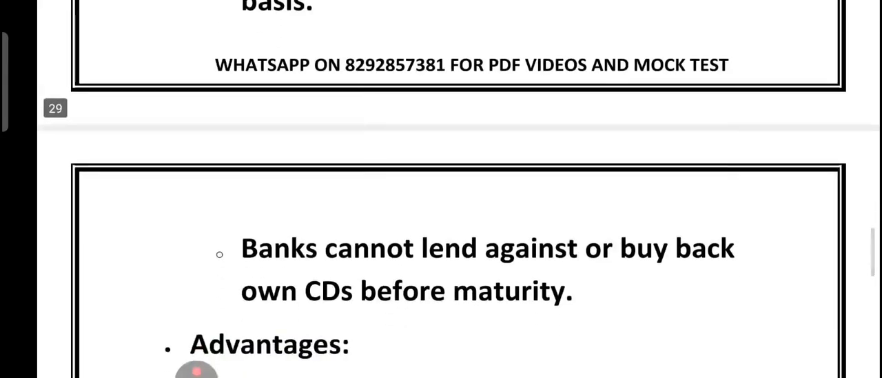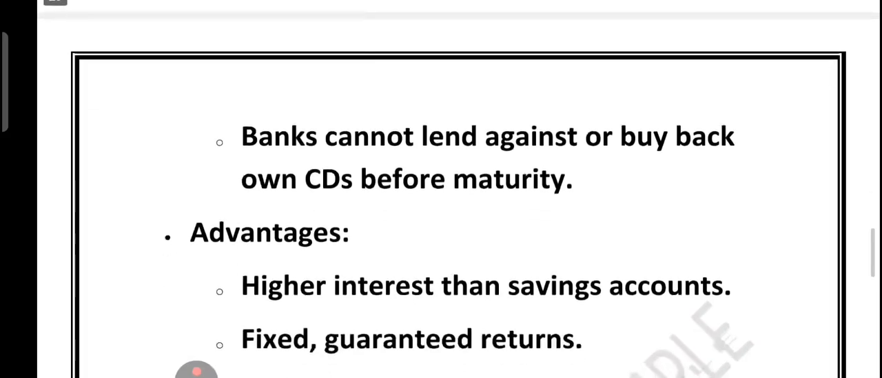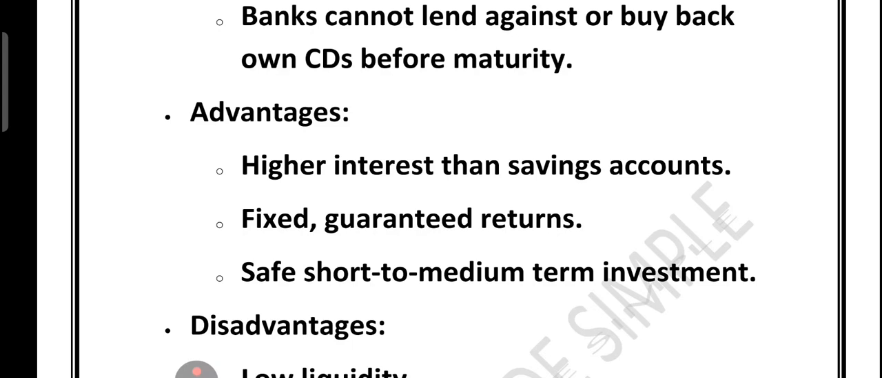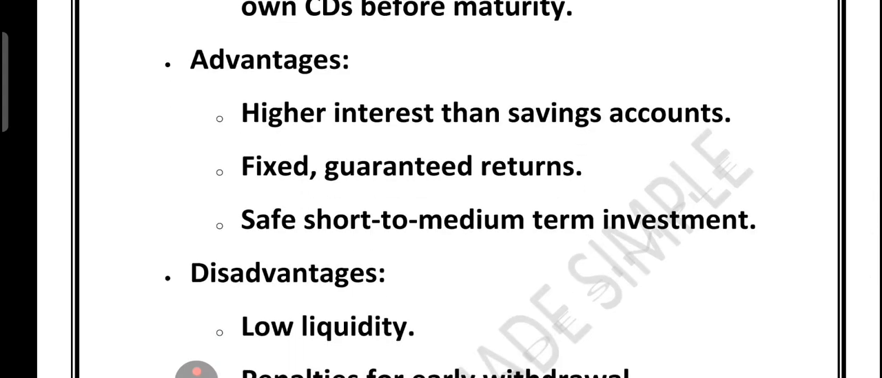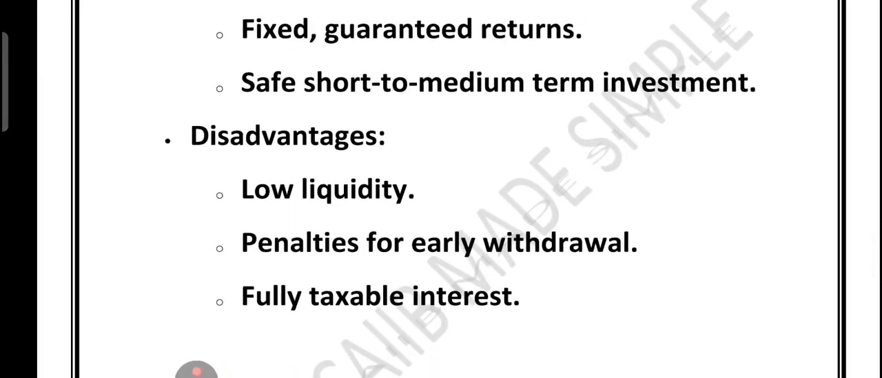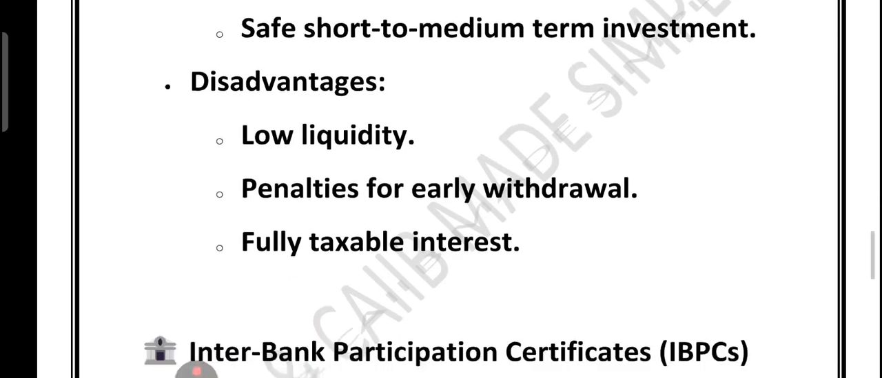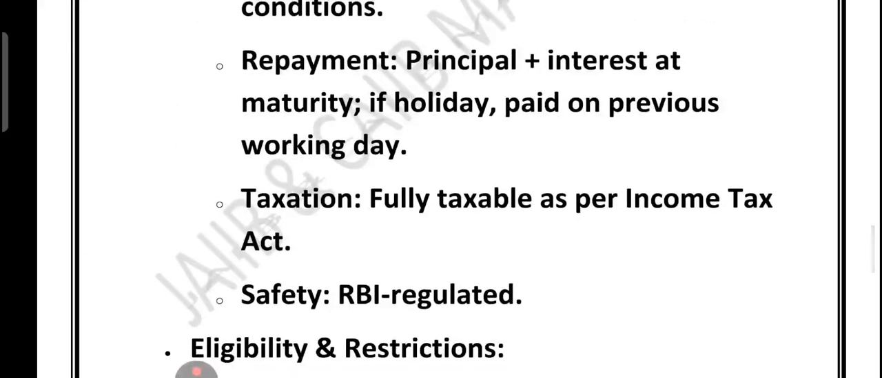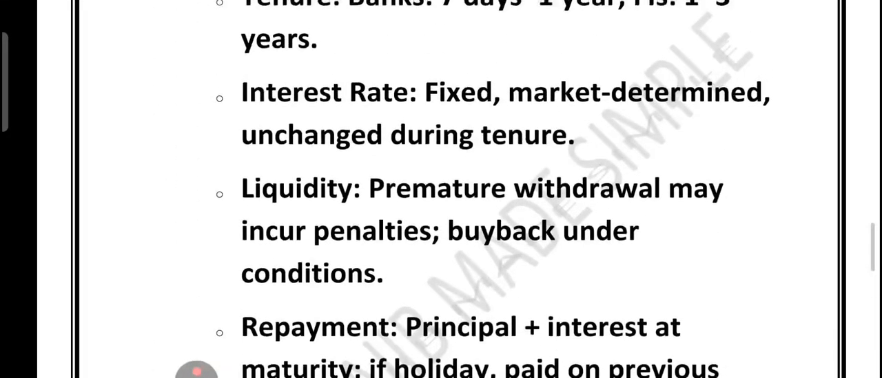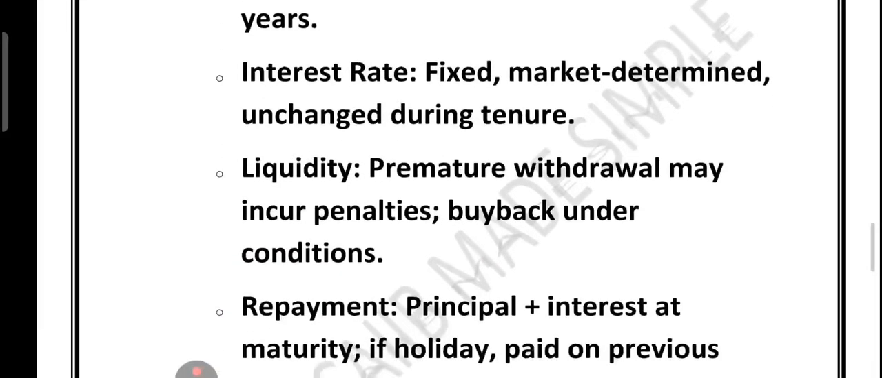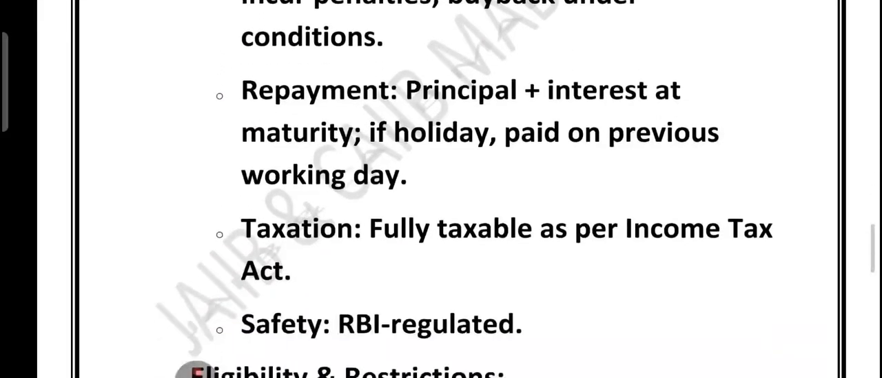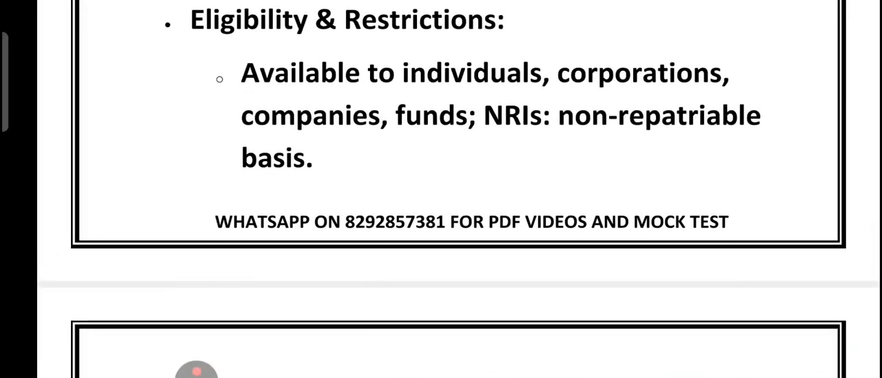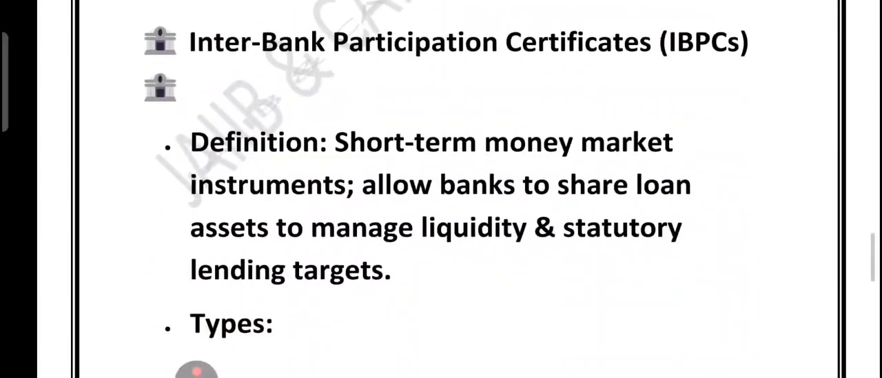And a bank cannot lend or buy back its own CD before maturity. Very, very important point. The advantage is a higher interest rate than a savings account. It offers you a fixed and guaranteed return. It is a safe short to medium term investment. But the disadvantage is that liquidity is quite low, there is a penalty for early withdrawal, and interest is fully taxable. So remember the key points about CD. CD is a negotiable, fixed term money market deposit, tenure is 7 days to 3 years, interest rate is fixed, eligibility is individual, corporate, NRI on a non-repatriable basis. Pros are higher, safe and fixed return. Cons are low liquidity, penalties and taxable interest. These are the points regarding CDs.